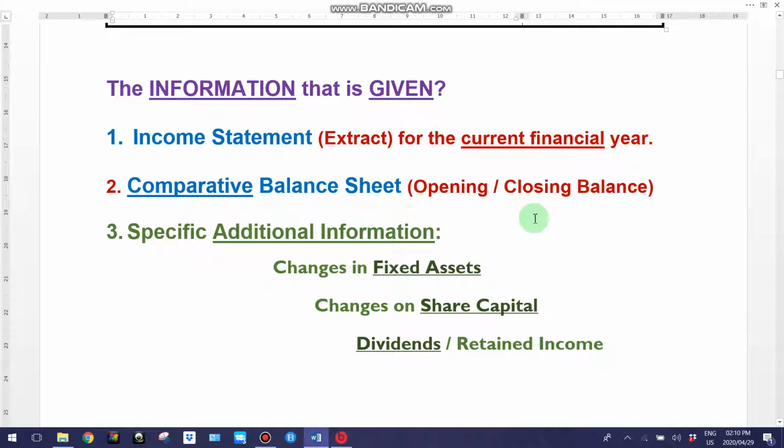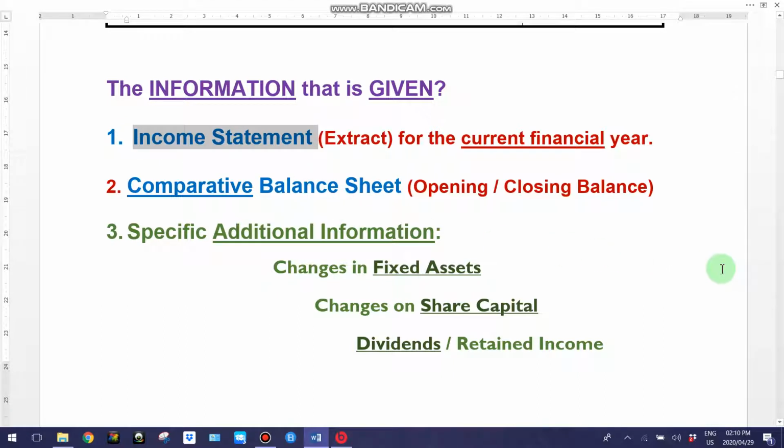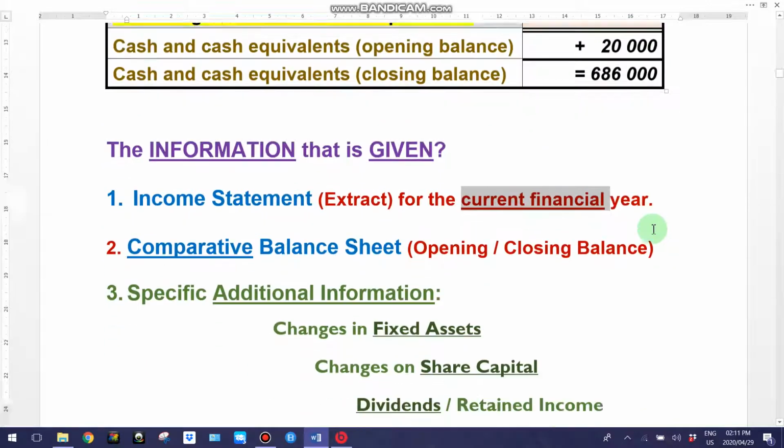So what are we expecting to see here? First of all, we know that they will give us part of the income statement. They will not give us the entire income statement. We're looking at an extract, and we're looking for information for the current financial year. We need to know certain things from the income statement that we would use to complete this cash flow statement.